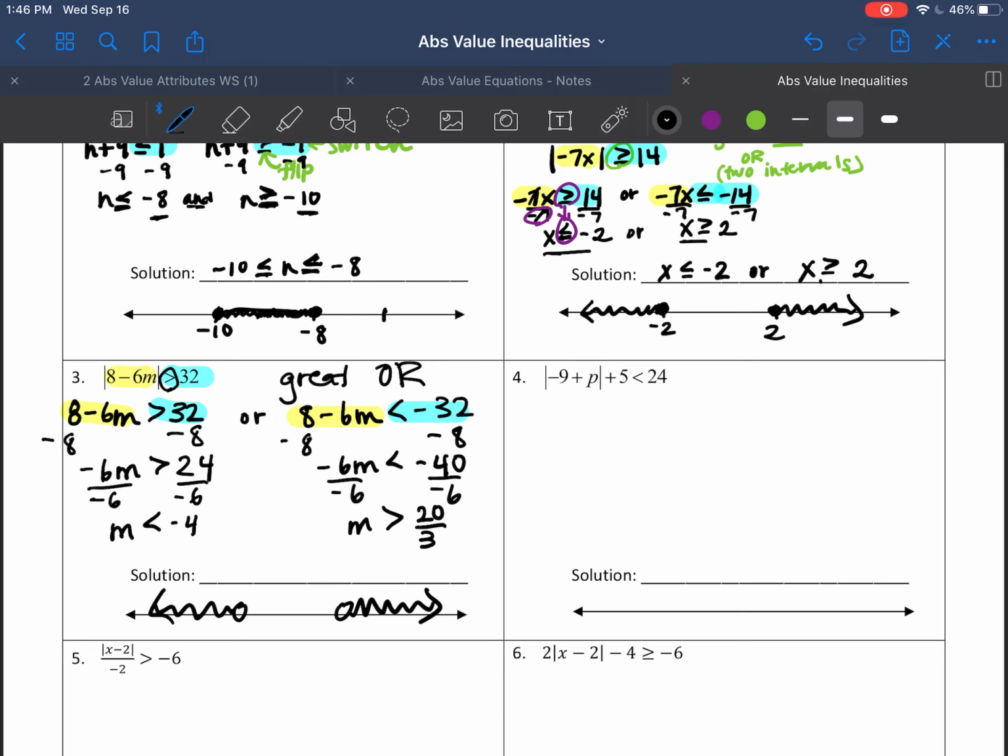On my number line, the negative 4 would go here. The positive 20 over 3 would go here. This says greater than, and I did shade greater than. This says less than, and I have less than shaded. Again, this is separated by an or, and so my final solution looks like that.